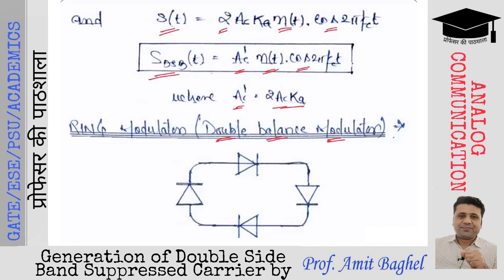रिंग मॉड्यूलेटर इसको इसलिए बोला जाता है क्योंकि डायोड्स का जो अरेंजमेंट है वो कुछ इस तरह का होता है जैसा कि किसी एक रिंग में वो डायोड्स लगे हुए हैं. So we have 4 diodes here, diode 1, diode 2, 3 and 4. All the 4 diodes are arranged in such a way that they look like the part of a ring. Hence, this type of modulator is called a ring modulator.